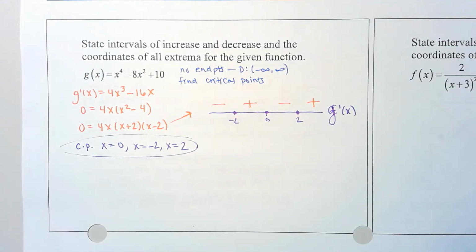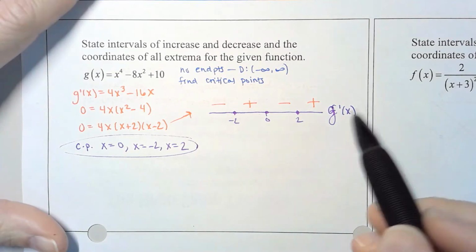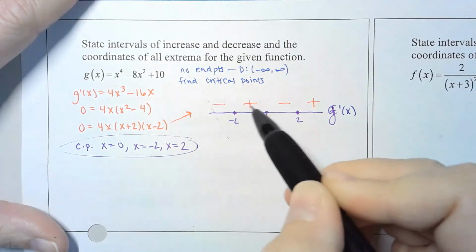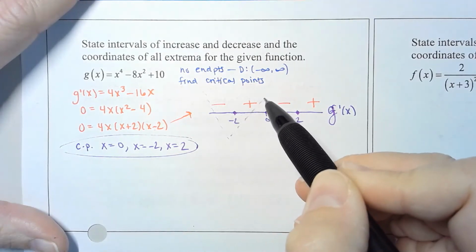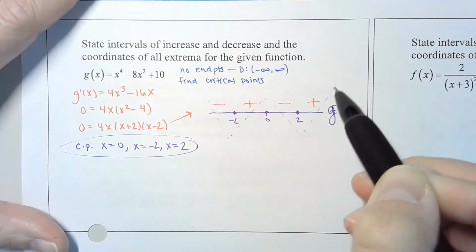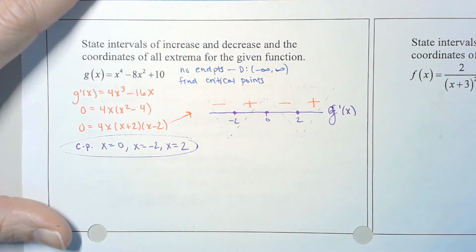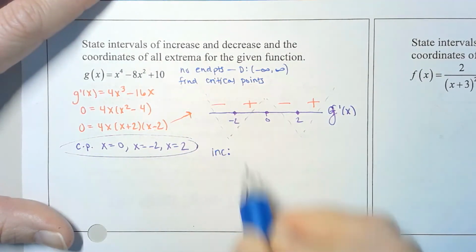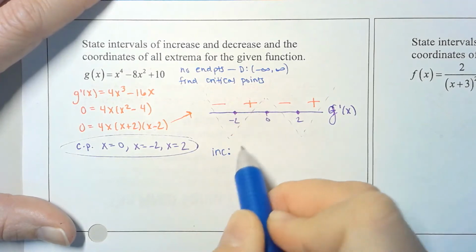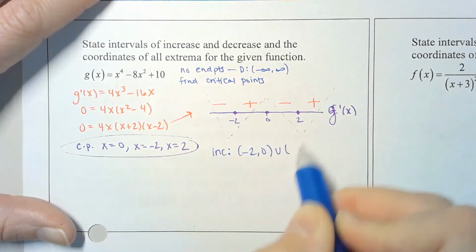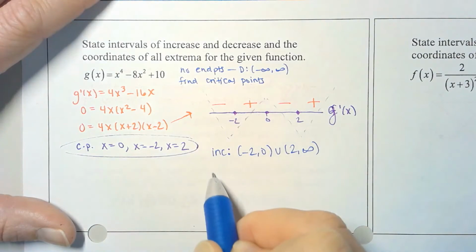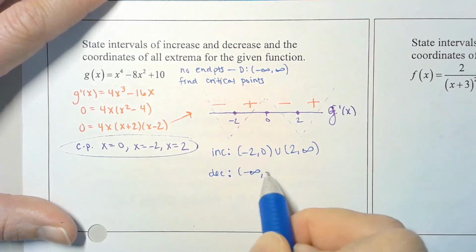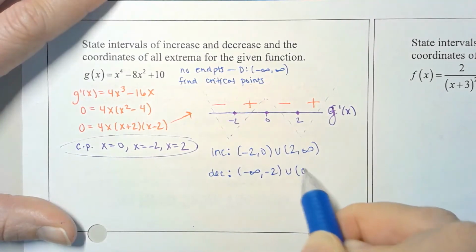So what this is telling me, when my derivative is negative, my graph is decreasing. When it's positive, we're increasing. Negative means decreasing. Positive means increasing. So just very lightly with my pencil I went in. So they're asking us to state the intervals of increase and decrease. So my graph is increasing from negative 2 to 0, then again from 2 to infinity. My graph is decreasing from negative infinity to negative 2, and then again from 0 to 2.